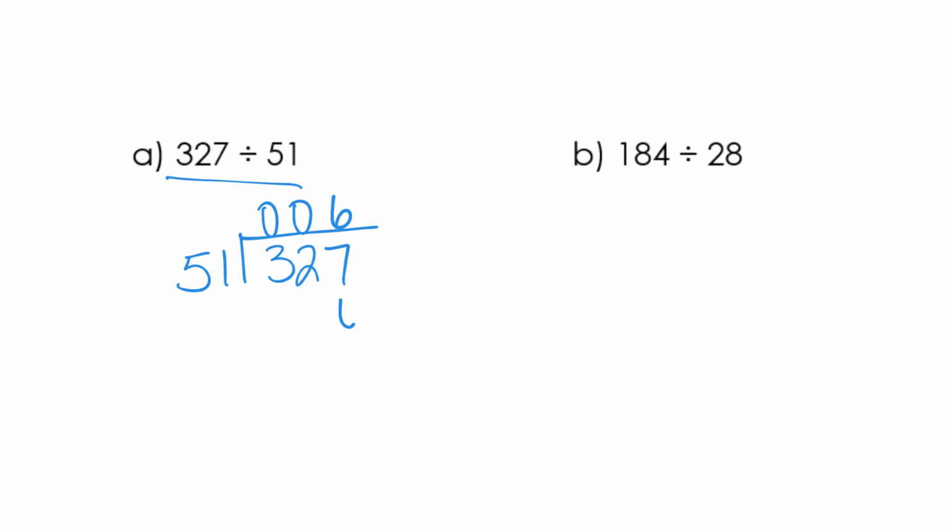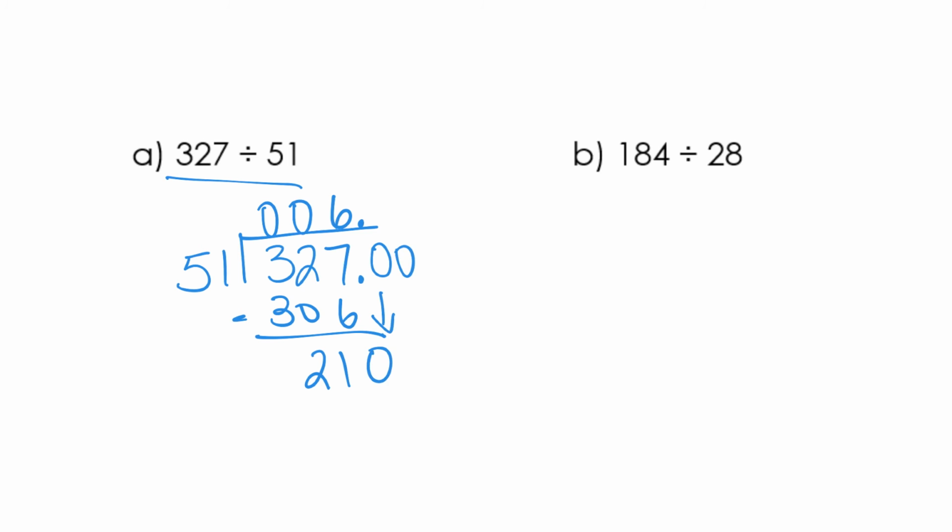6 times 1 is 6. 6 times 5 is 30. So we have 327 minus 306. So the answer needs to be less than 51. And the answer is 21. So if I were to continue this, I have to put a decimal here. These are all zeros here.